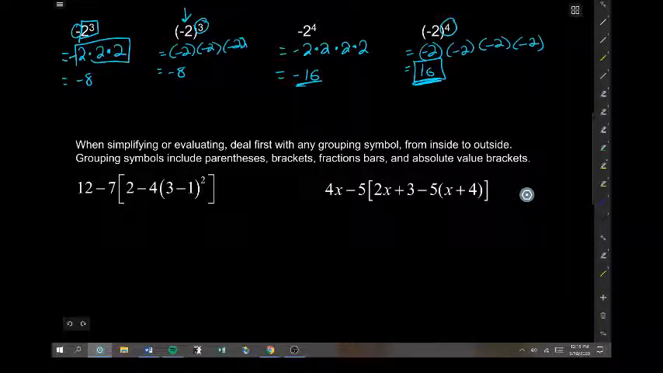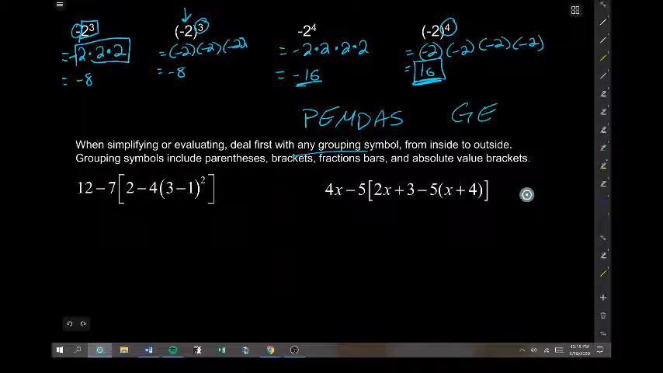When you're simplifying or evaluating, you deal first with any grouping symbol. So you've probably learned PEMDAS, or whatever you want to say, where P stands for parenthesis, but the parenthesis is really any sort of grouping symbol. I've heard it's kind of getting reframed into GEMDAS, because it's not just parentheses. It could be parentheses, it could be brackets, it could be the big old fraction bar, and it could be absolute value brackets, among probably other things as well. So you always deal with things that are grouped up first, and you work from the inside to the outside. So don't work from left to right, work inside to outside.